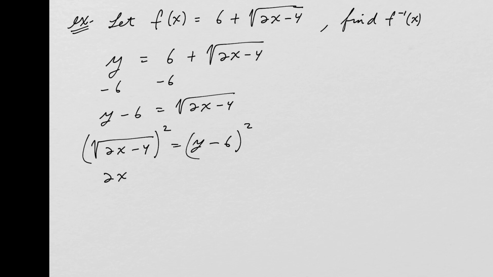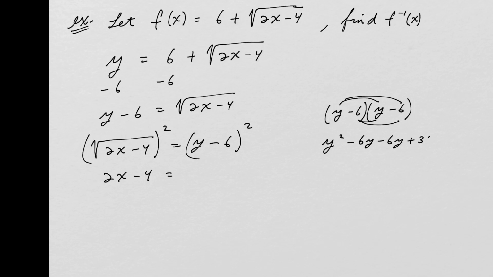So this is going to be 2x minus 4 equals. Now remember what y minus 6 squared means, right? It means y minus 6 times itself. Okay, so you need to FOIL that out. You need to multiply this out. So this is going to be y squared minus 6y minus another 6y plus 36. Or I can write it as y squared minus 12y plus 36. So a few more things.